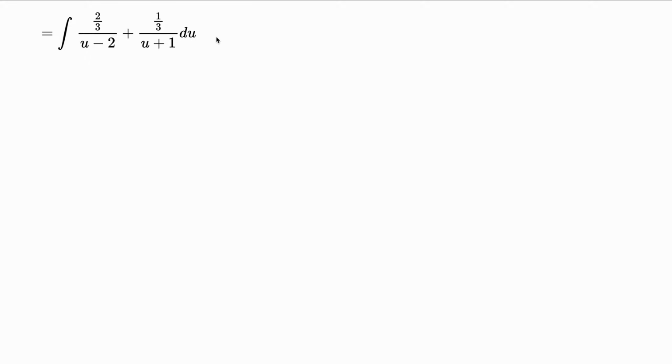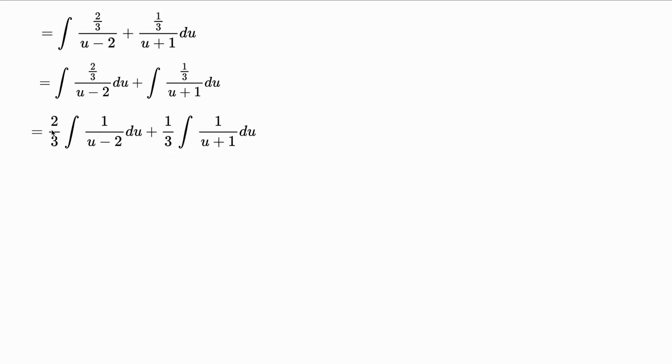So our next step is basically splitting this integral into two different parts. So we get 2 over 3 over u minus 2 with respect to u, plus the integral of 1 over 3 over u plus 1. And now, since these are just constants, we can just leave them over here. So I've left 2 over 3 over here, and then 1 over 3 over here, and that's just 1 and 1. And if we know our integration laws, this is just ln of the modulus of u minus 2, and this is just ln of u plus 1, or the natural logarithm.